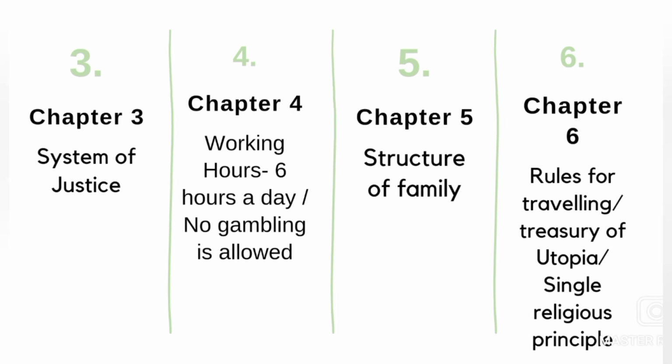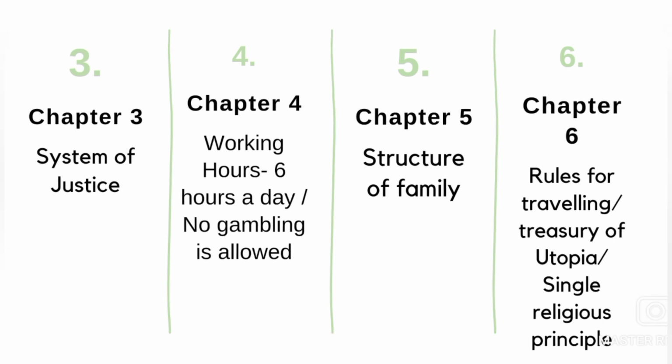Next, chapter 4 deals with their manner of life, that no one works more than 6 hours a day, and except their working hours, they spend their time in reading, in lectures, in conversation, and in music, and no gambling is allowed for Utopians, which means that they are not indulged in the game of dicing and cards.